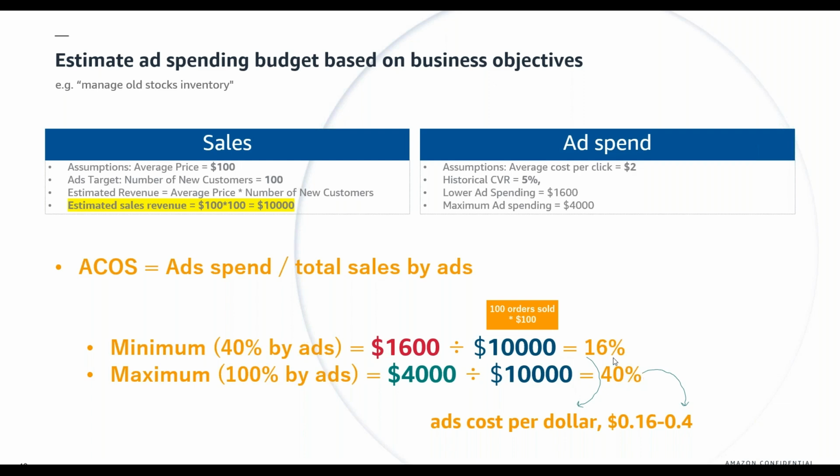Then that means that your lowest possible ACOS that you should be targeting is 16%, and the maximum ACOS that you can tolerate should be around 40% for this campaign, where you're trying to clear your old stocks, right? So the ad cost per dollar will be around 16 to 40 cents. So this is how we arrive at what is a possible ACOS that we can tolerate when it comes to running our ad campaigns.